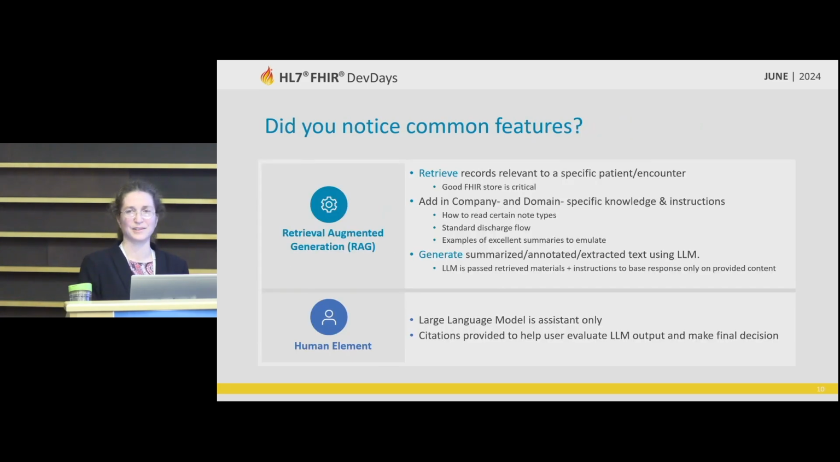All right, so I don't know if you noticed this, but I certainly did when I was typing up these slides. These use cases all have a lot in common as far as how we're implementing them. They're all retrieval augmented generation. We're retrieving records specific to a patient or an encounter. We're adding in some company or domain-specific knowledge, like how to read certain note types to find problems, what's our standard discharge flow, and then we're passing that internal knowledge to the LLM and saying, generate me an answer, generate me a summary, generate me annotated text, extract me some text based only on this content that we're passing in.